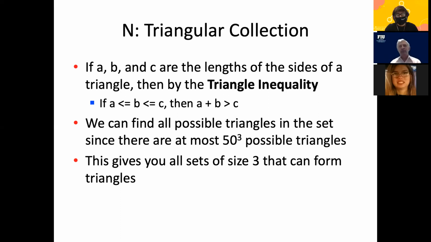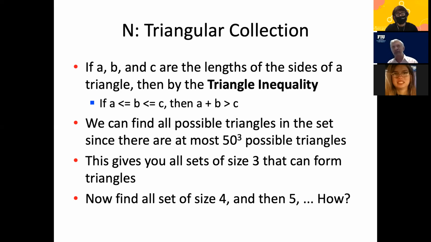Then you've now figured out all sets of size 3 that are triangular. Your next job is to find, one way to approach this is to next find all sets of size 4, then all sets of size 5, 6, and so on and so forth. That's one possible strategy, but even there, it's not clear how to do that last step. So this is one approach, and it's sort of a naive approach.